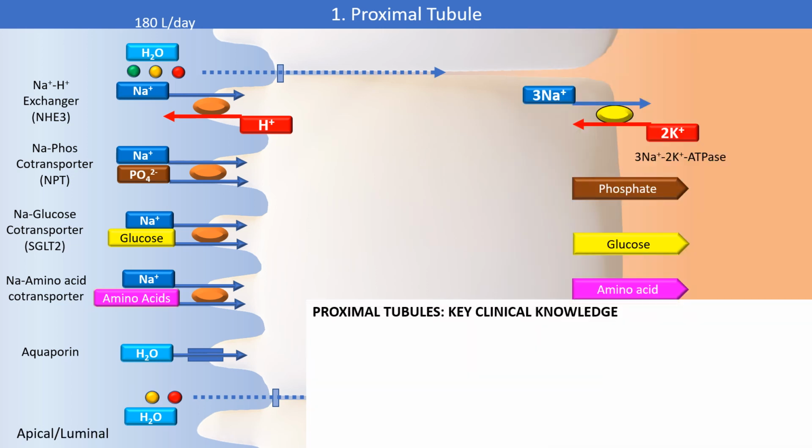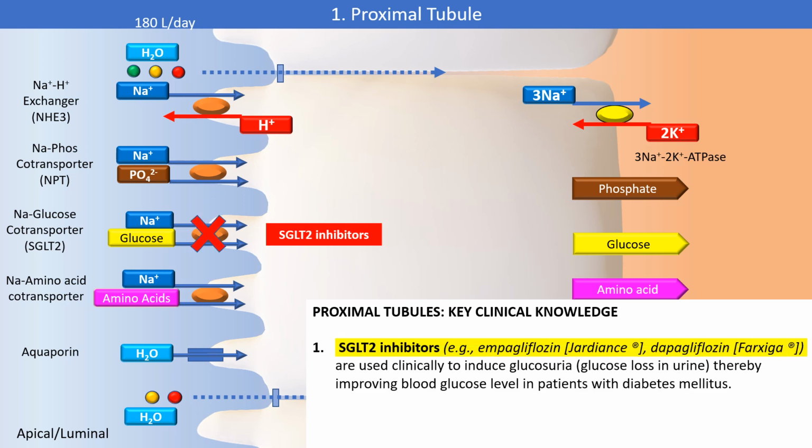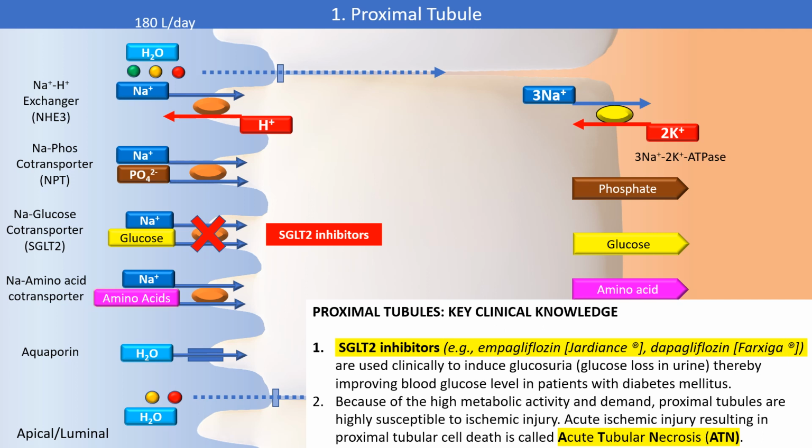Key clinical knowledge pertaining to proximal tubules. SGLT2 inhibitors are used clinically to induce glucosuria, thereby improving blood glucose level in patients with diabetes mellitus. Because of the high metabolic activity and demand in proximal tubules, they are highly susceptible to ischemic injury. Acute ischemic injury resulting in proximal tubular cell death is called acute tubular necrosis, commonly known as ATN.